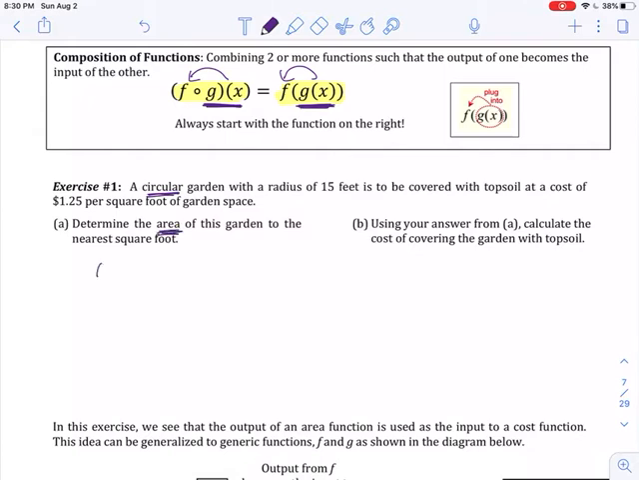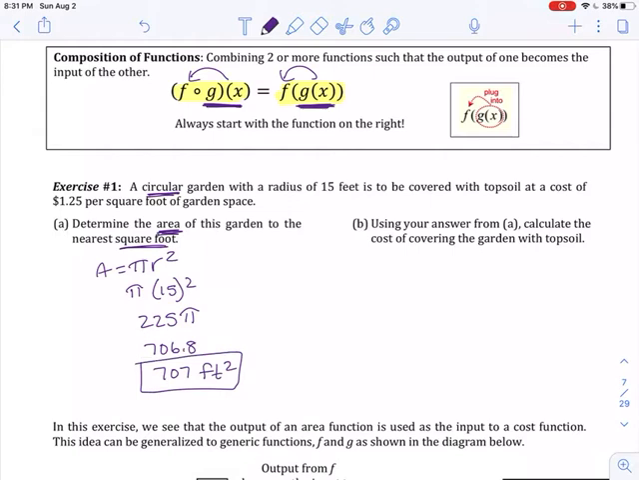So now remember, it's a circle and I'm trying to find the area. The area of a circle, if you ever forget it, is on your reference sheet, is pi r squared. The radius of this circle is 15, so pi times 15 squared is 225 pi. Now they want me to round this off to the nearest square foot, so I'm just going to put this in my calculator, and I get 706.8, and nearest square foot means I have 707 square feet. That's the area of my garden.